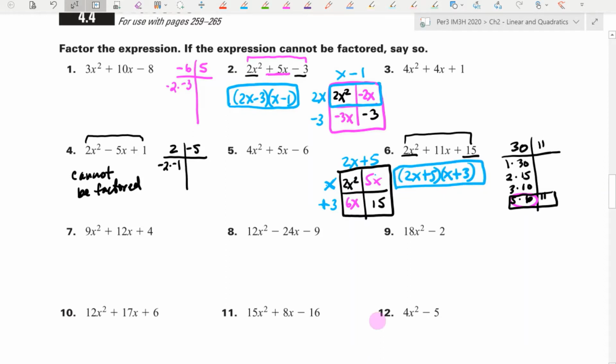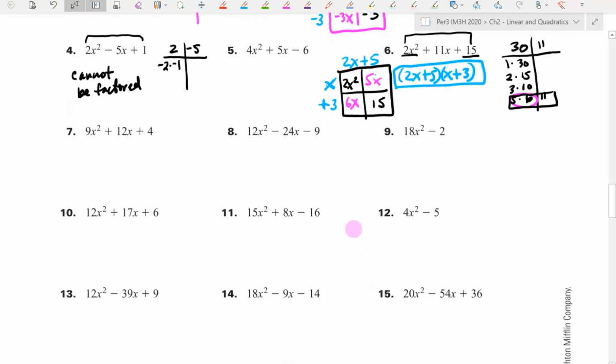For the next problem, you're looking to see if they have anything in common. They do. 3 goes into all of these, so we're going to factor out a 3. It gives you 4x squared minus 8x minus 3. Now we're only working with the inside, and we're checking to see if we can factor that. So we're looking for the numbers that multiply to -12 and add up to -8.